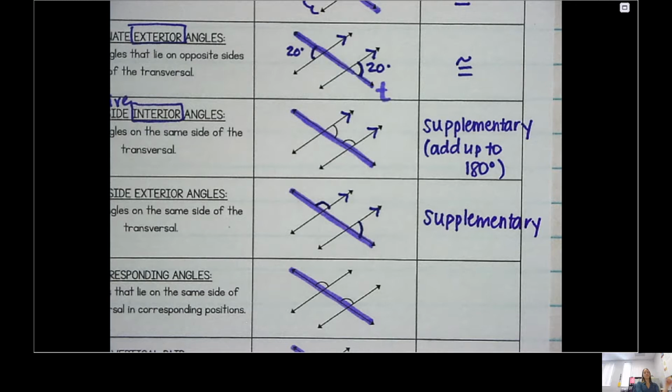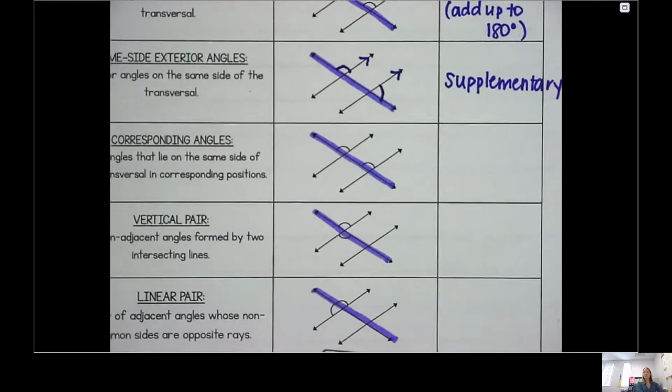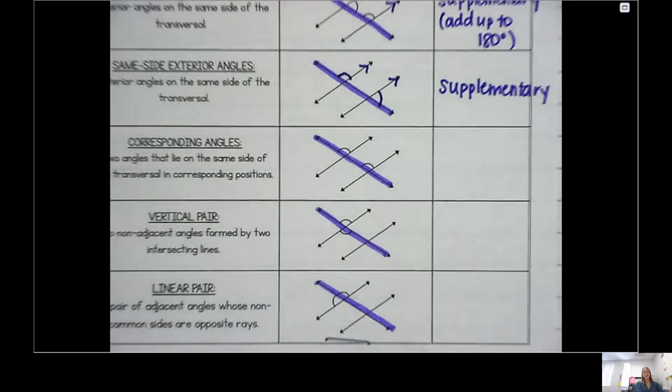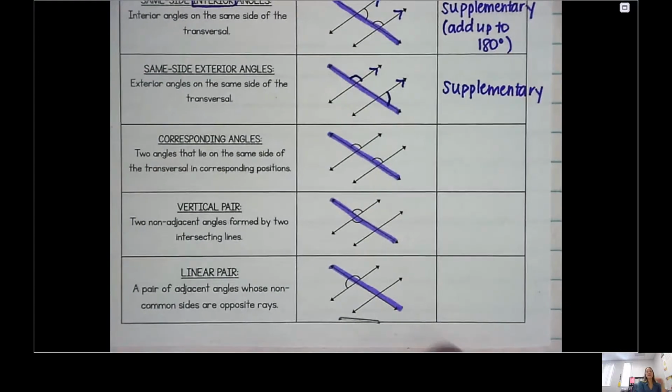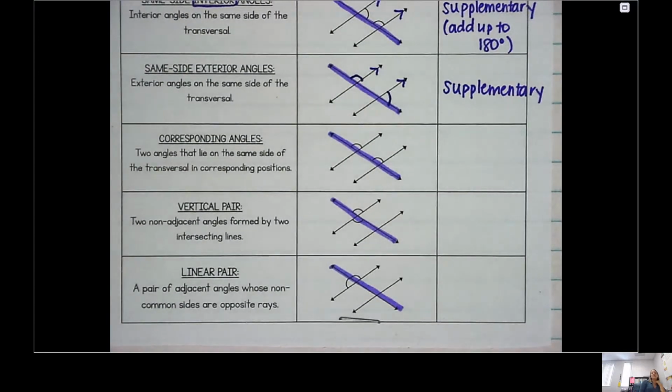Okay, almost done. Questions so far? Feeling okay? Next one's called, the last one that we haven't seen yet, it's called corresponding angles. Can I have somebody read that one for me? Corresponding. Louder.